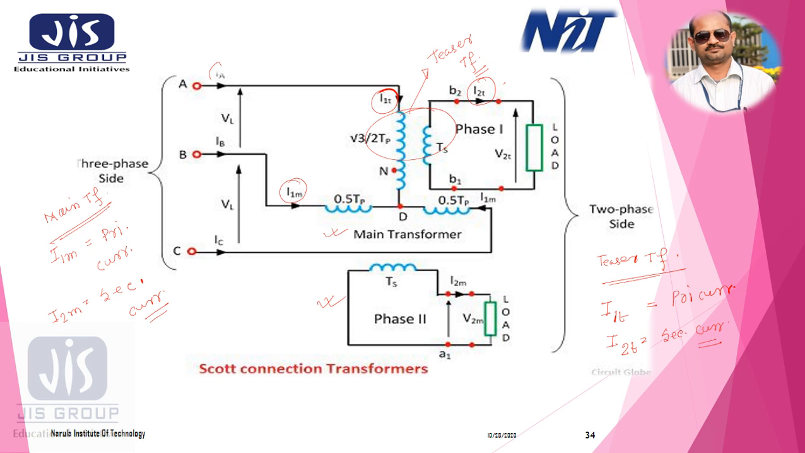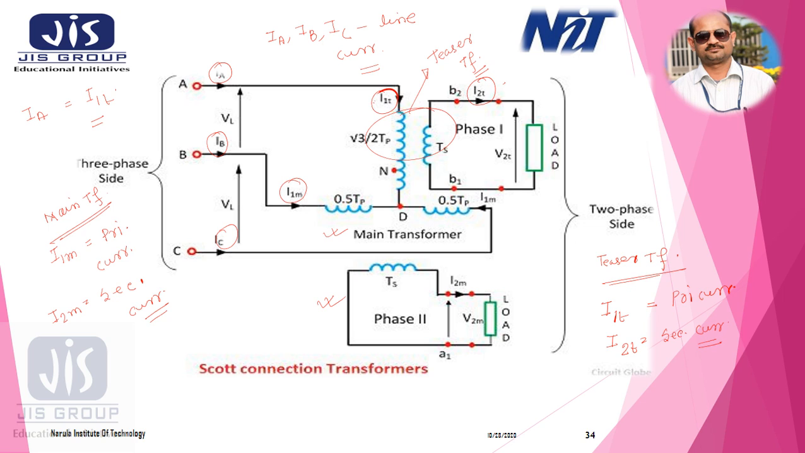And if you see here, IA, IB, IC are the line currents of the three phase side. So IA, IB, IC are line currents of the supply side. Okay, now if we see in this figure, we can say this IA equals I1T. So from here we can conclude that IA equals I1T.